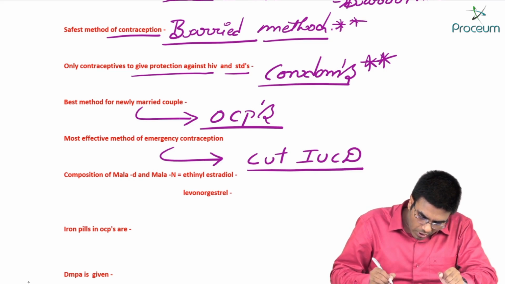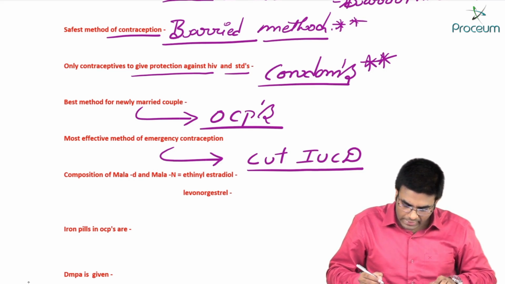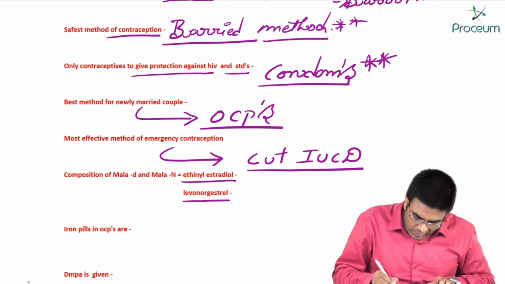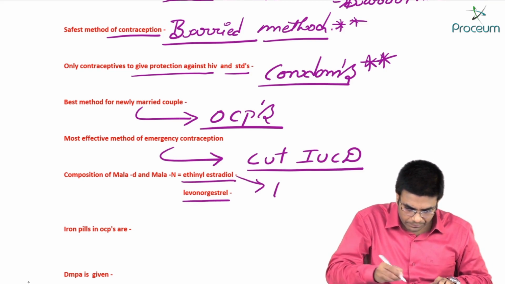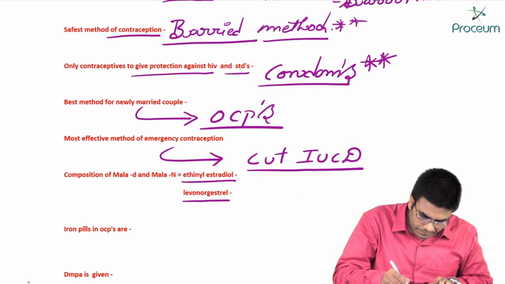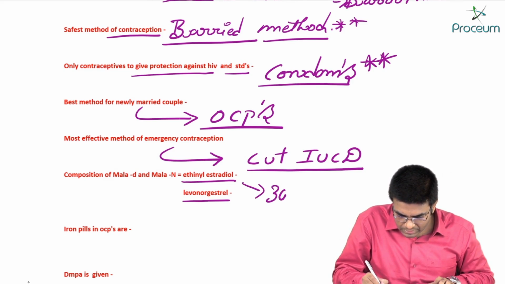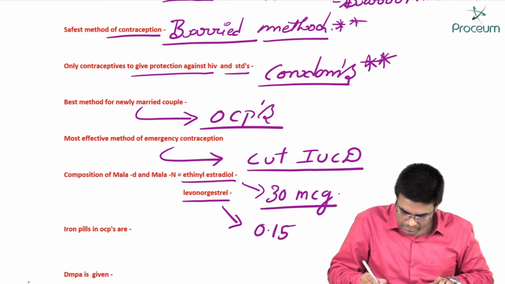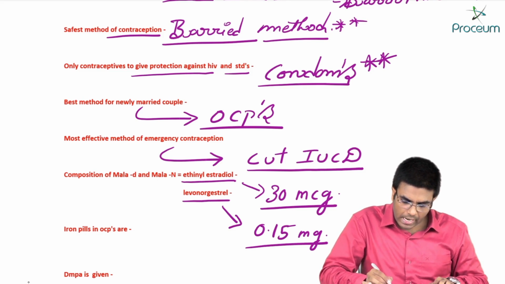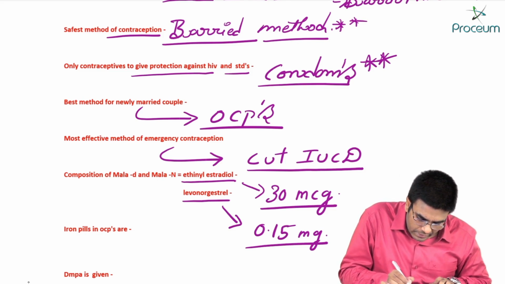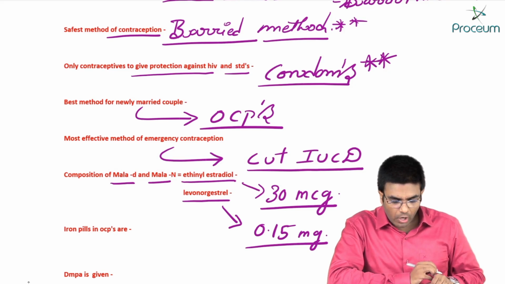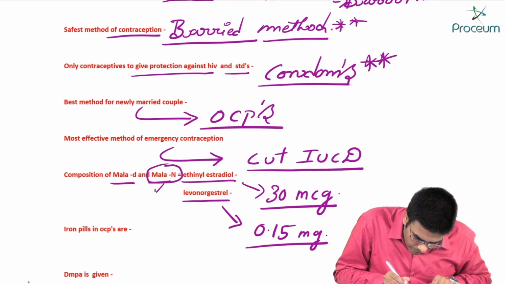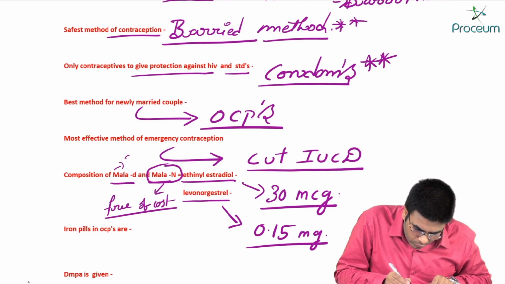Now, the composition of Mala D and Mala N. Both Mala D and Mala N contain ethinyl estradiol and levonorgestrel. Ethinyl estradiol is 30 mcg, and levonorgestrel is 0.15 mg. So 0.15 mg of levonorgestrel and 30 mcg of ethinyl estradiol are present in Mala D and Mala N. Now, an important point: which of the oral contraceptive pills is free of cost? Mala N is free of cost. Mala D costs almost 2 rupees.